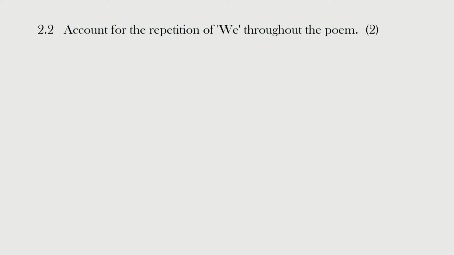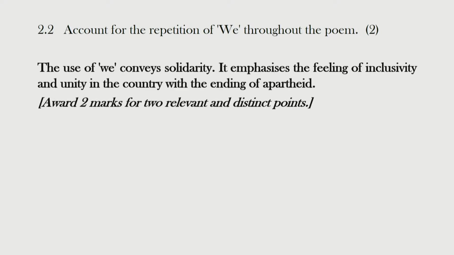And why is the we repeated throughout the poem? Well, here it gives a very logical and clear memo answer. Solidarity. We're all in this together. You know, we all stand together. One for all and all for one. And there we are. And there it says also 2 marks for 2 relevant and distinct points. Exactly the same addition as we had the last time.